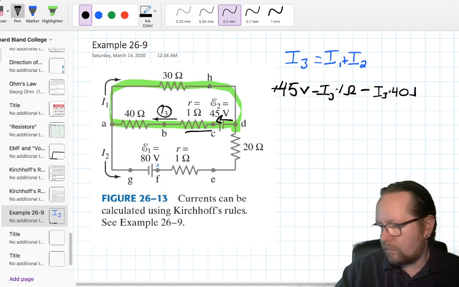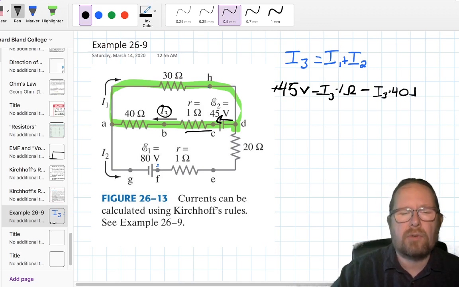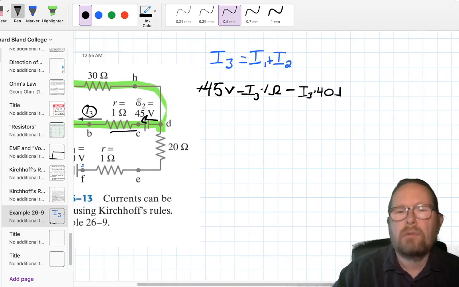Oh no, I've run out of screen that I can draw on. Can I scroll this over? 40 ohms.